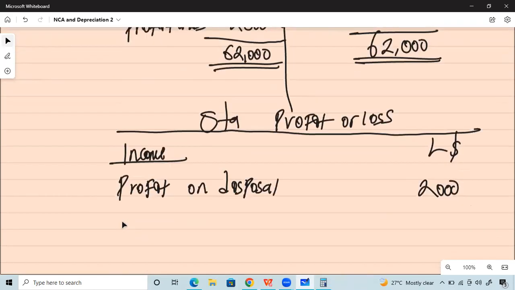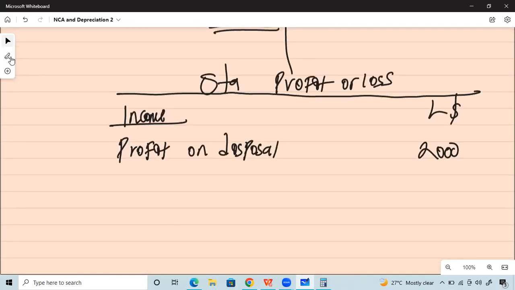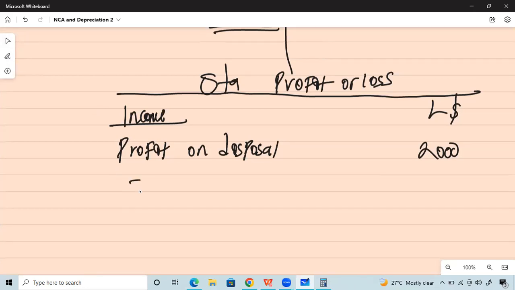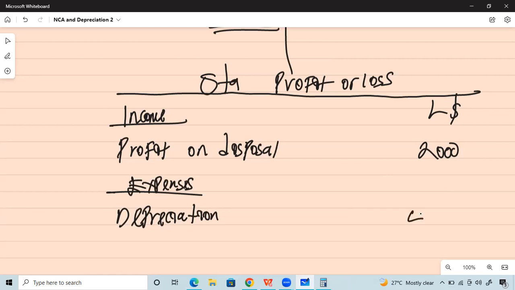So here too, you can also include, you can even say expenses. In the expenses side, you see depreciation. The current year depreciation is 48,000. And that's it. So these are the relevant ledgers for this particular question.